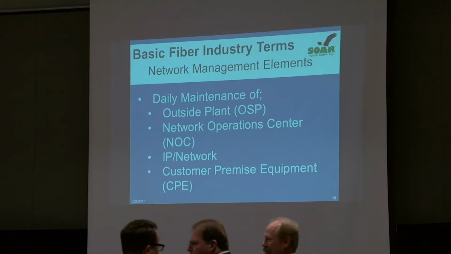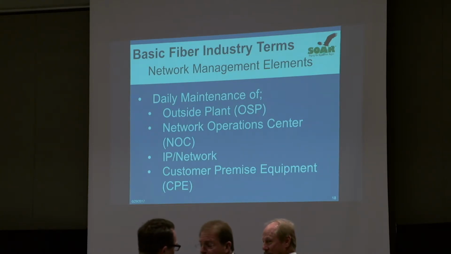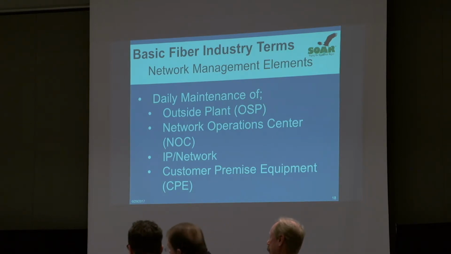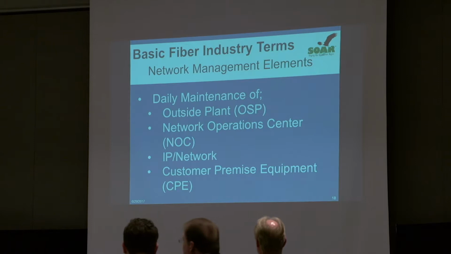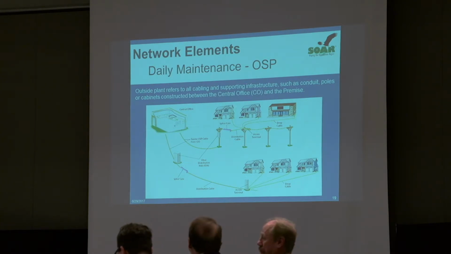So here are the network elements themselves. This is the operations part. This is where you have the OSP, outside plant personnel, the network operations center where you have people inside the NOC that actually handle the electronics. Then you have the IP network that they're managing, and then there's the customer premise equipment, which is the equipment inside your house. So Joel, do you want to talk about the outside plant maintenance, some of the elements of it?